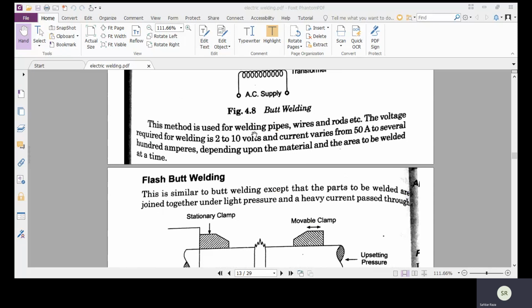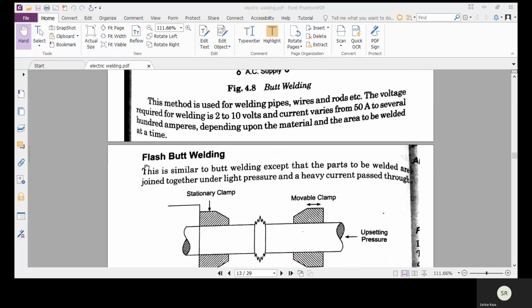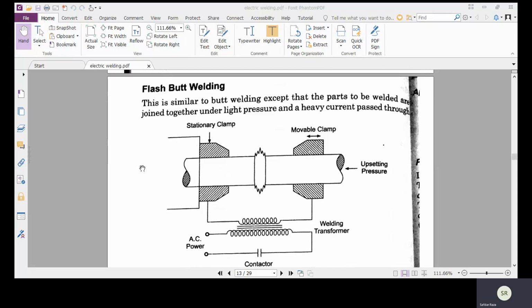This method is used for welding pipes, wires and rods. The voltage required for welding is 2 to 10 volts, and the current varies from 50 ampere to several hundred ampere depending upon the material and the area to be welded at a time. Now the next type is flash butt welding.